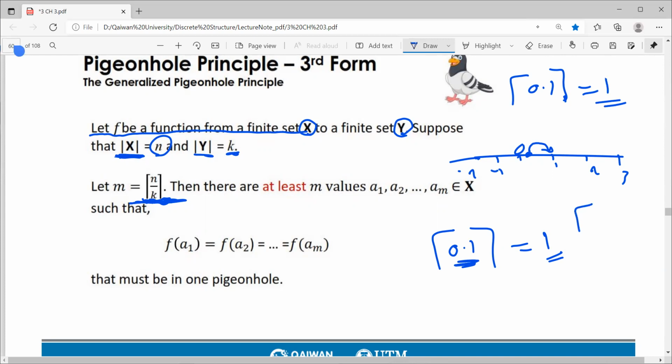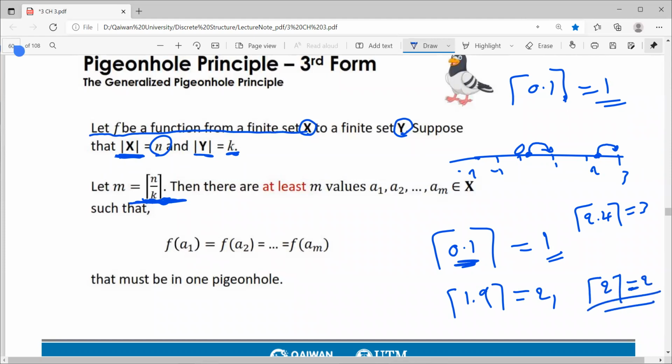How about, let's say, 2.4? 2.4 is between 2 and 3. It's somewhere here, so the next integer number is 3. That means it equals 3. How about 1.9? It's 2. How about the least integer function for integer numbers, let's say 2? It's still 2. For integer numbers, it's themselves. But for fractions, we take the next integer number.